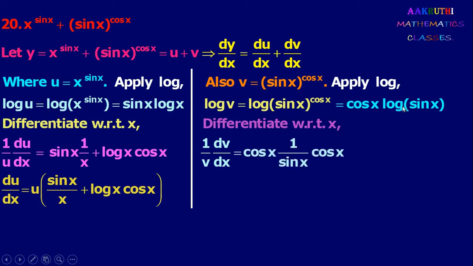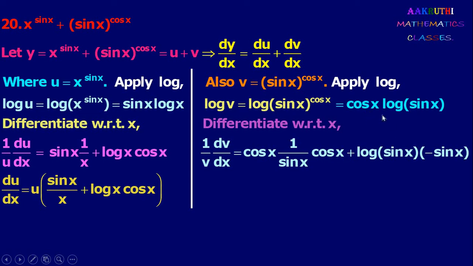Write cos x as it is, differentiate log of sin x. Log of sin x differentiation is 1 by sin x. Again sin x differentiation is cos x. Write log of sin x as it is and differentiate cos x. Cos x differentiation is minus sin x. So it is UV rule.